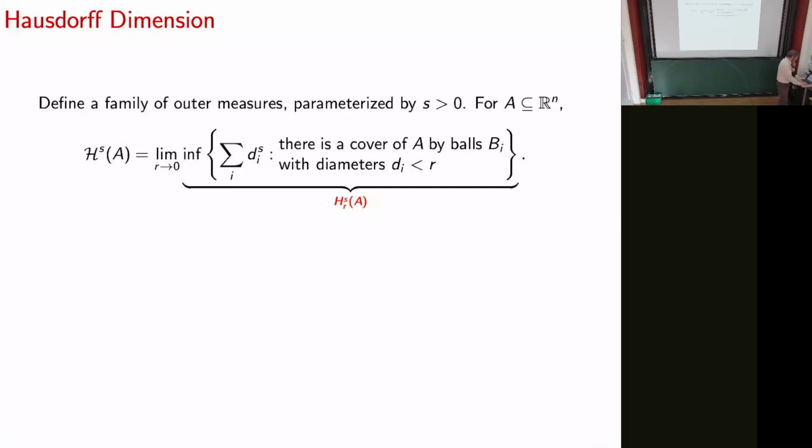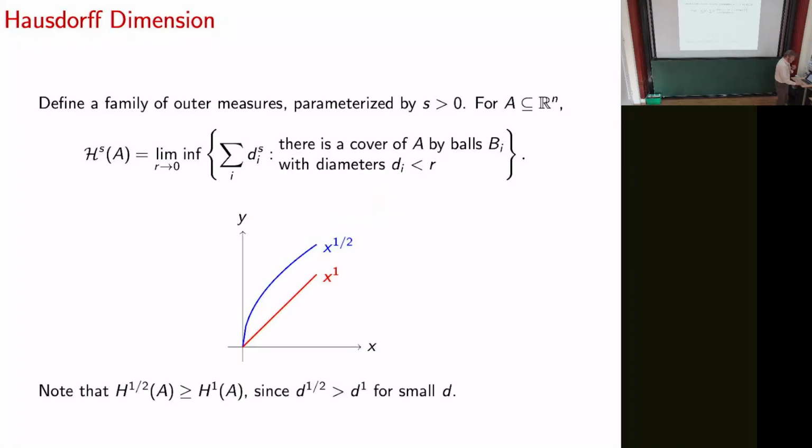One thing to note about these measures: if we're looking at S less than 1, then the real line is not sigma finite. Or if we're looking at S less than 2, like if S is equal to 1 and we're looking in the plane, we're sort of looking at linear measure for subsets of the plane. Well, the plane is not going to be a countable union of things of finite linear measure. The plane is not a countable union of line segments.